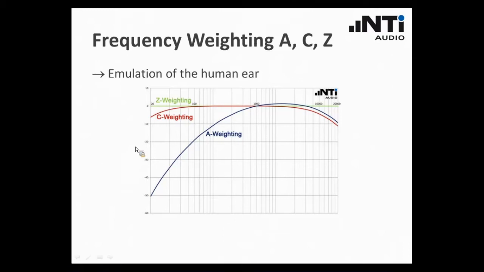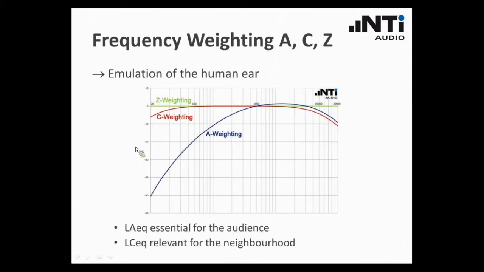Well, in reality, the LAEQ and the LCEQ play a major role for sound level surveillance and sound level measurements. The LAEQ, for instance, is the essential value for the audience in a concert or also in an industrial hall. So for the people who are very close to the sound source, who are exposed to the sound coming from the PA system or from a machine. And if we want to determine the maximum allowed level, or whether the actual level exceeds this given standard or not, we have to look at the LAEQ, because that is the relevant value for the people who are close to the sound source.